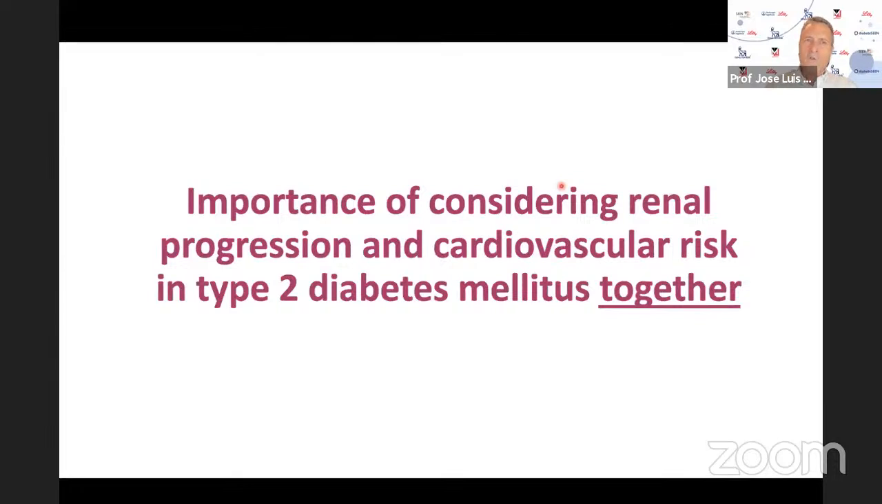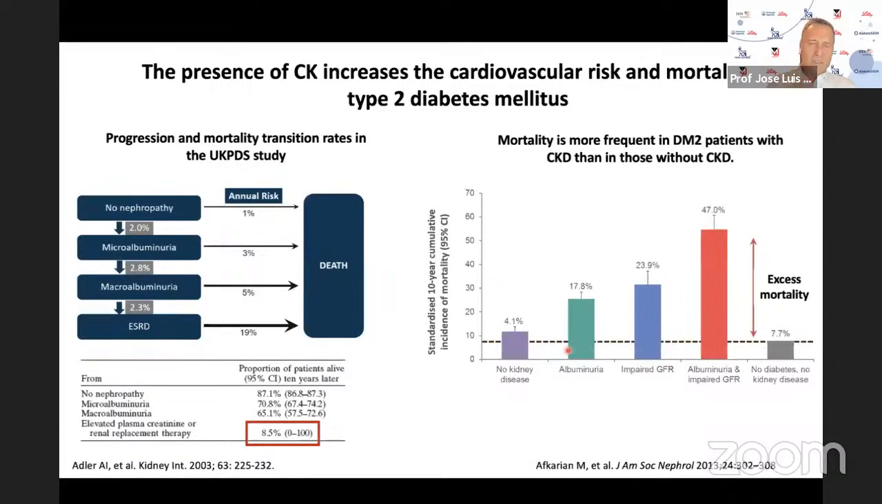So what is important for considering renal progression and cardiovascular risk in type 2 diabetes together? This is data, all of you know this data about the UKPDS study. This is on the left panel. This is the annual transition rate in the different stages of nephropathy and mortality from any cause.